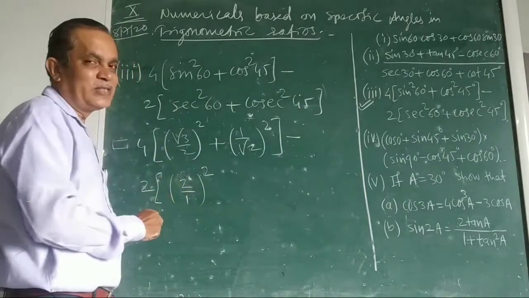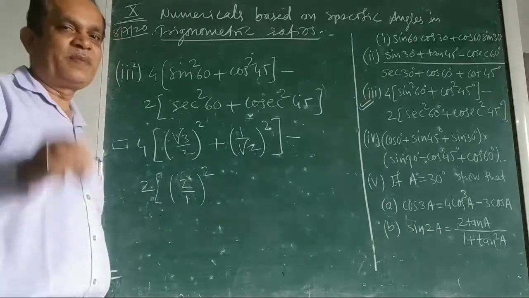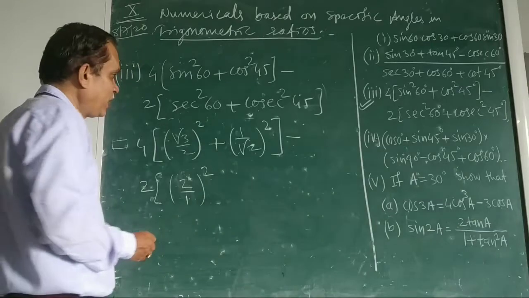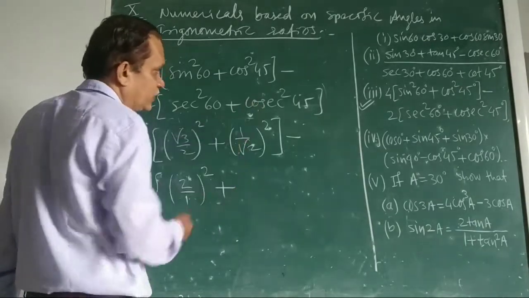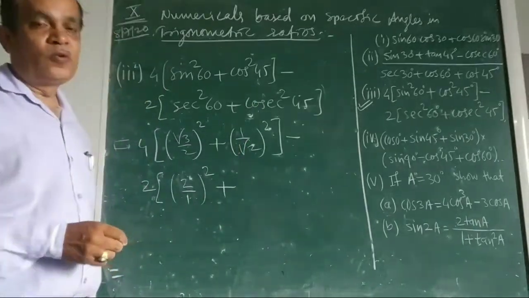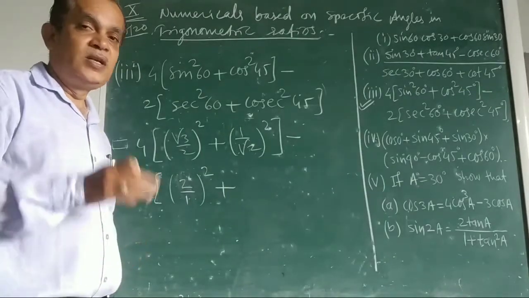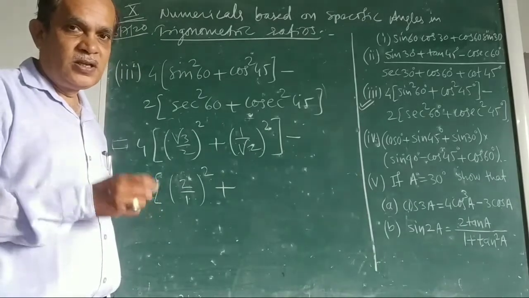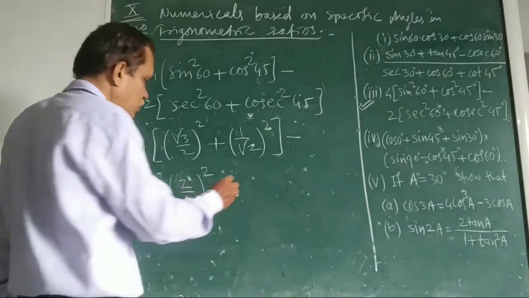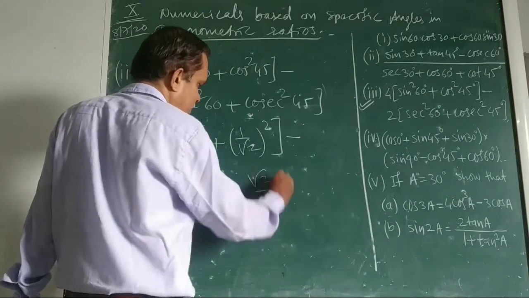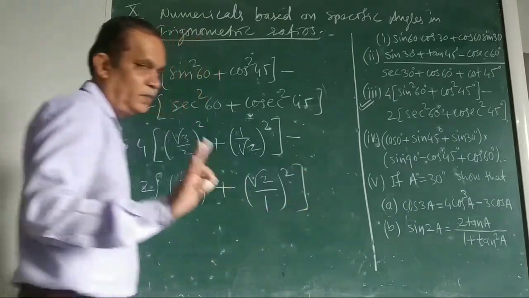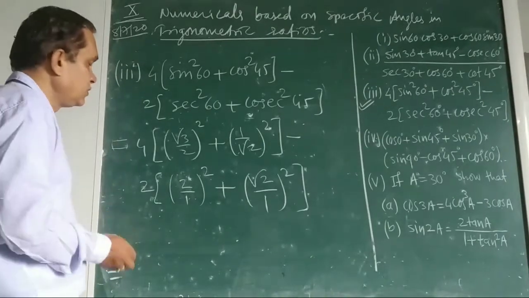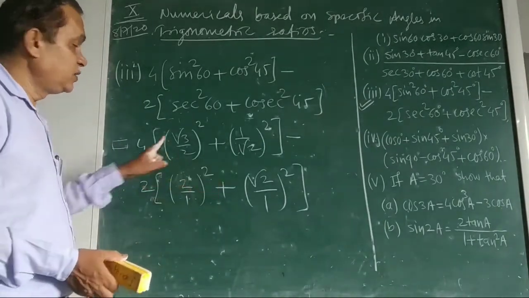So this mistake students are doing. They are speaking correct but writing wrong. Please be careful. So 2 upon 1 square plus cosec square 45. Cosec is reciprocal of sin. Sin 45 is 1 upon root 2. Therefore cosec is root 2 upon 1. So root 2 upon 1 bracket square. Take some seconds more but get the correct answer. After putting values you can check please.